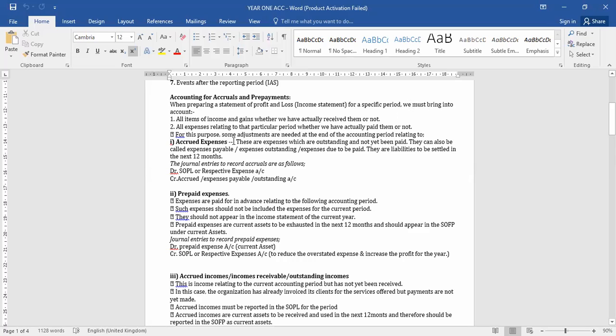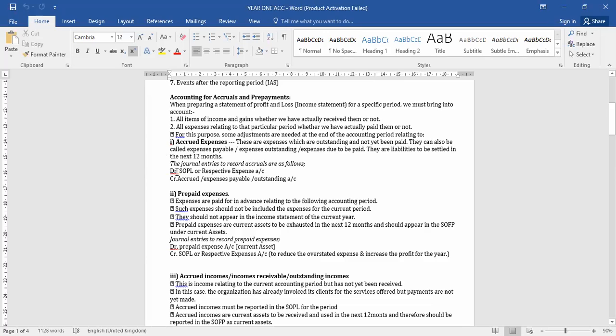Accrued expenses. What are accrued expenses? These are expenses which are outstanding and not yet paid. Another name, they can also be called expenses payable, expenses outstanding, or expenses due to be paid. These are liabilities to be settled in the next 12 months. What are the journal entries for the record of accruals?